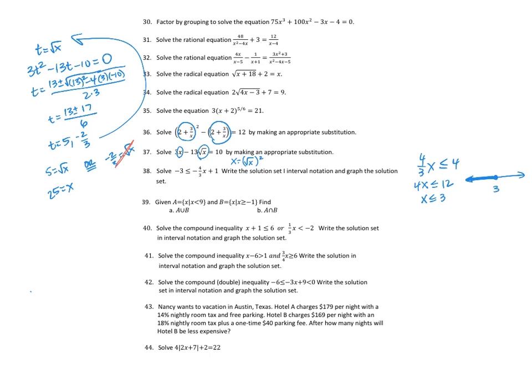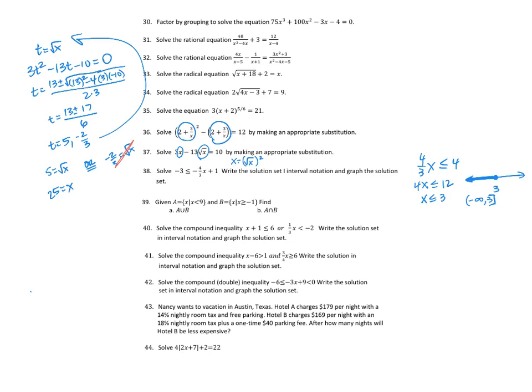And so in interval notation, that would be negative infinity to 3, and I'm going to do a bracket there. So there's the graph of it, and there is the solution written in interval notation.